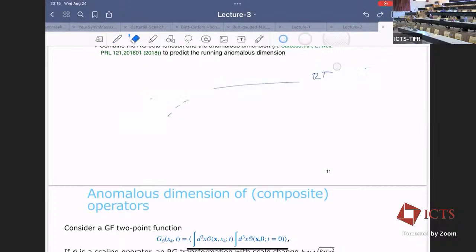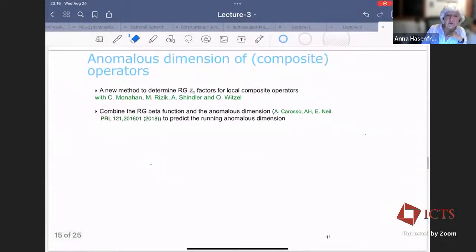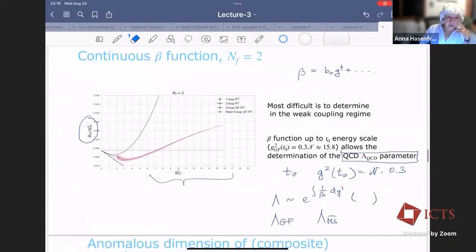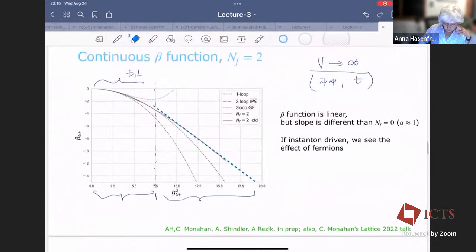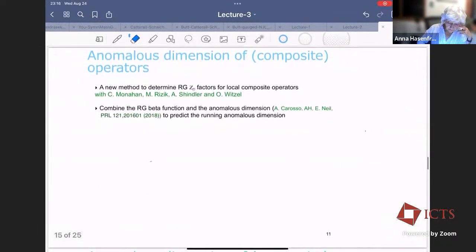Thank you. Good. Now, anything else? Because I want to change gears a little bit. I want to talk about anomalous dimensions of operators. Up till now, it was the beta function, and obviously one can try to do that with a higher number of flavors. But instead of going there, I want to talk about composite operator anomalous dimension.